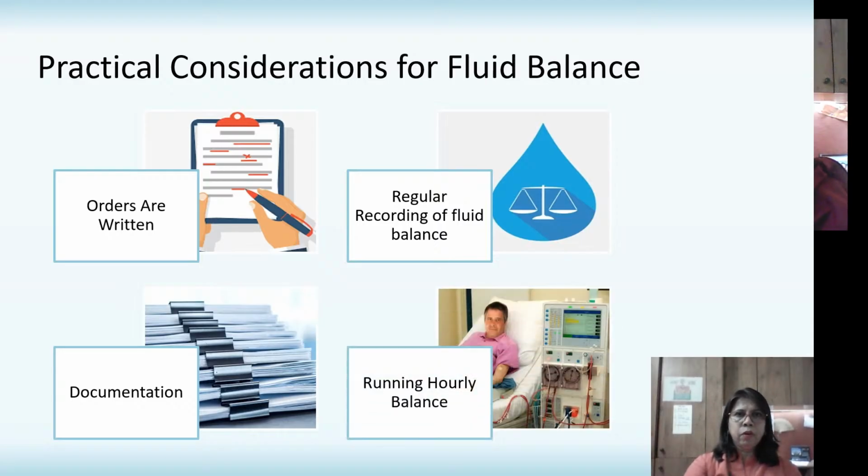By giving a regular running hourly balance, we can easily monitor whether the prescription is being met, whether the desired fluid balance is being achieved, and whether the right direction and the right dose of CRRT is being given.